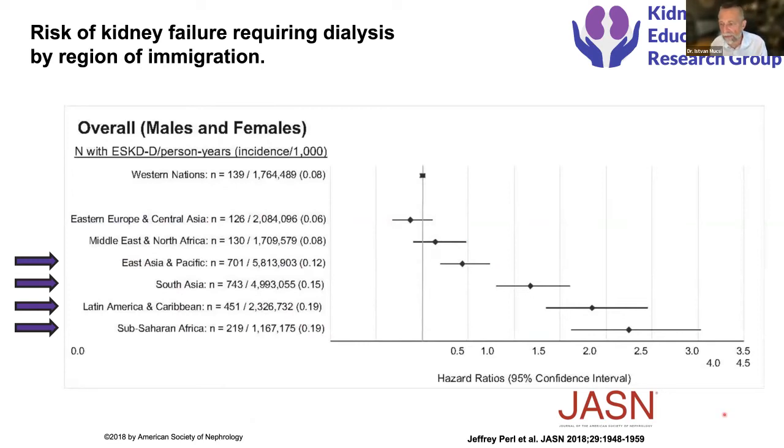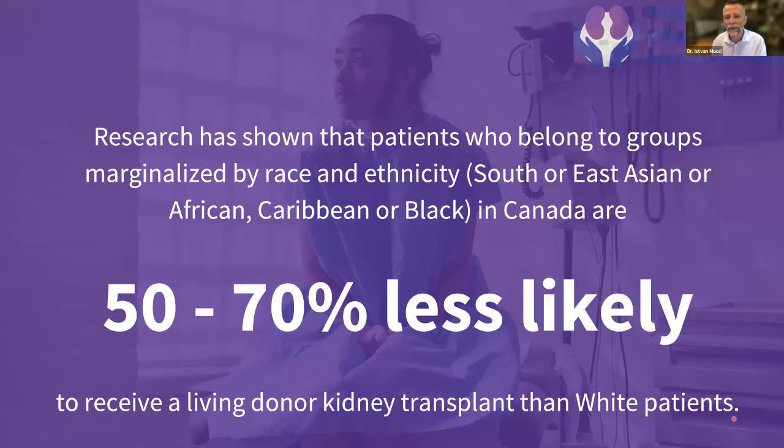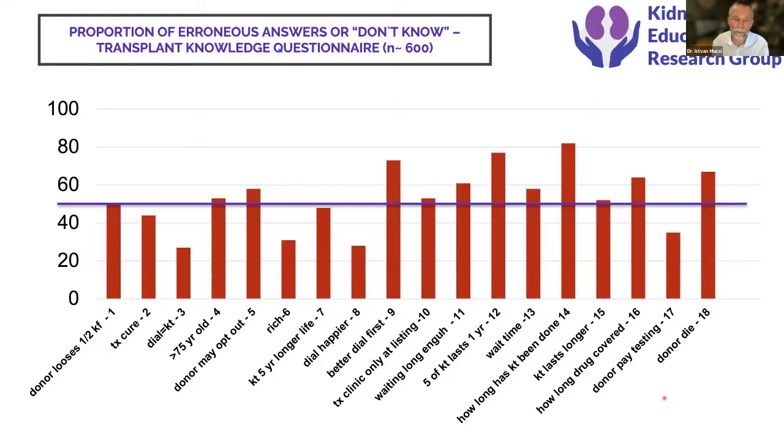Or sub-Saharan Africa, and the risk is more than twofold for those communities. So that's one side of the coin. Risk of kidney failure is higher, and we know from our research and others that patients from these communities have 50 to 70% less chance to get a living donor transplant, and that impacts transplant overall. So access to the best treatment of kidney failure is much less available for patients from racialized communities.